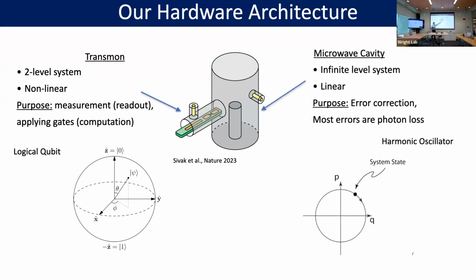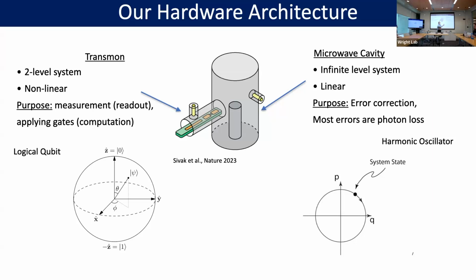We also have the microwave cavity, which is an infinite level system, which means it can hold a lot of information, but it is linear, so we can't do all the different gates. But that's really good because it has a high dimensional space for error correction. And we know from our great engineers that our primary source of error will be photon loss. So we can narrow our errors to one dominant error type.